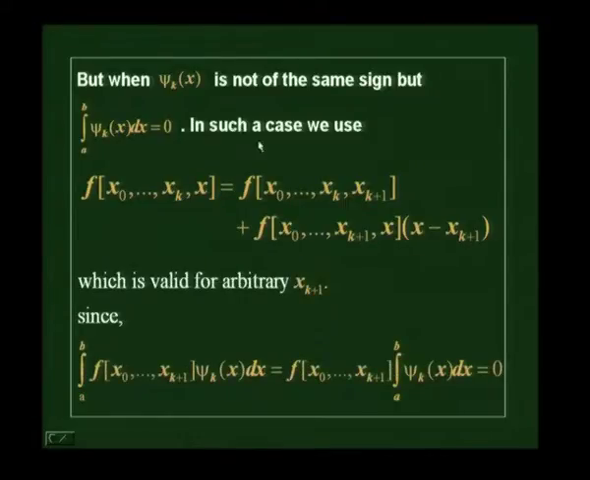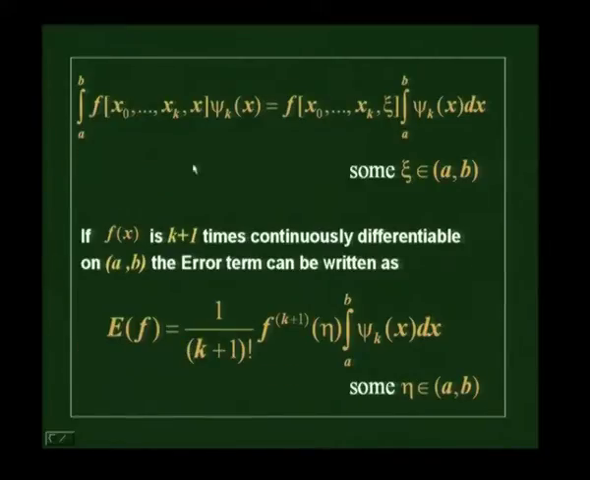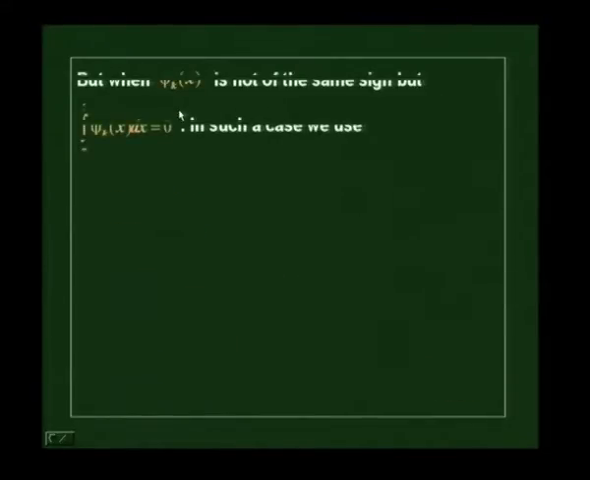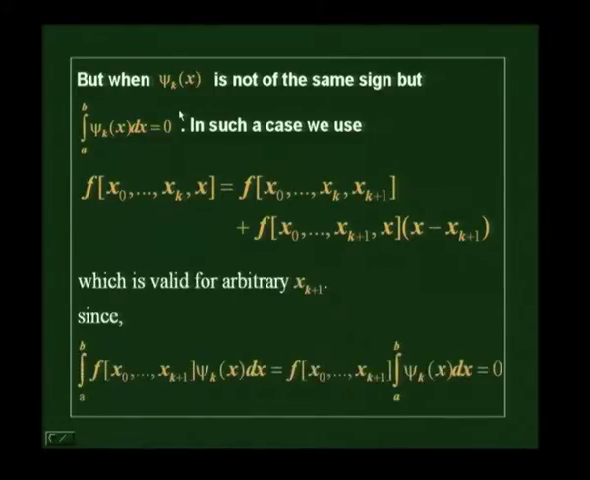Then we saw another case, where even when that is not of the same sign, there is a special case where the integral of psi k of x dx over the interval a to b is 0. In such cases, the first term in the error, we can replace by a k plus 1 order term, using the divided difference method which you have learned in polynomial interpolation. I can write that kth order term as a k plus 1 order term, as a k into something which is of k plus 1 order.